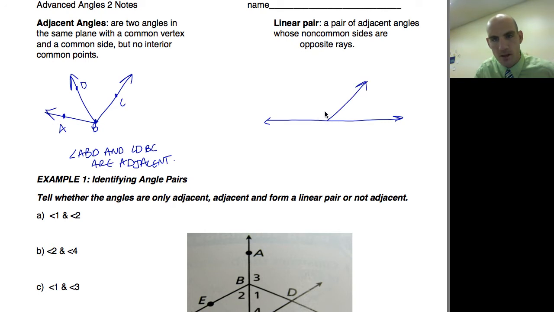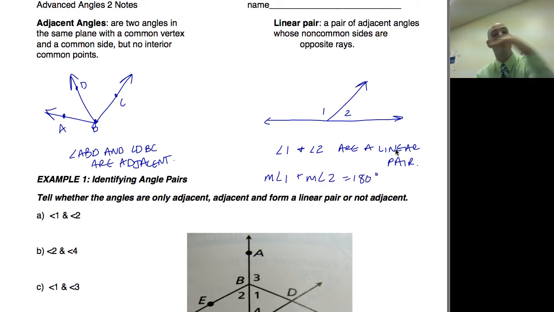A type specifically of adjacent angles would be a linear pair, and the non-common sides form opposite rays. And so if I draw these like this, just another way of labeling these angles, angle 1 and angle 2 are a linear pair. Notice they are also adjacent angles. They share a common side. So the measure of angle 1 plus the measure of angle 2 equals 180. They form that straight line. And that's huge for us, because if they form that straight line, whatever the measures of those two angles are, we know that it's going to be equal to 180.